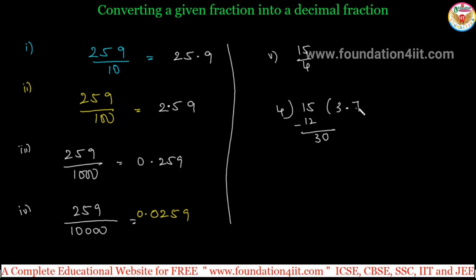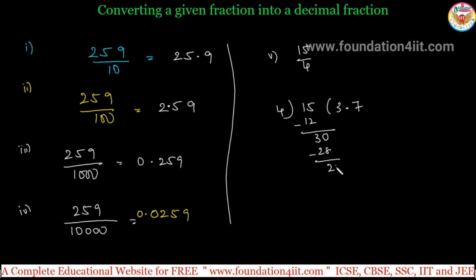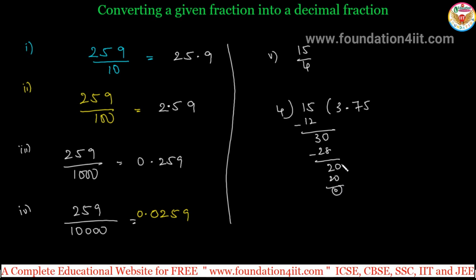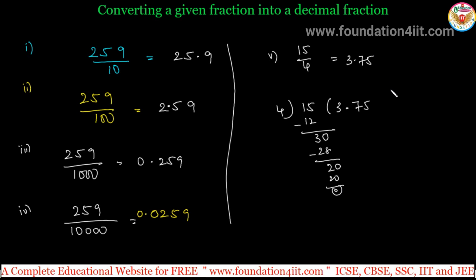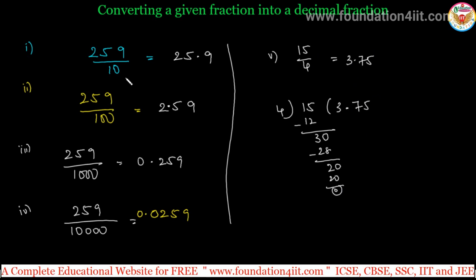Again 30: 4 into 7 is 28. Subtract, 2. Keep a 0, so 20. Again 4 fives are 20, remainder 0. So the value is 3.75. So divide in the ordinary way and mark the decimal point. If the denominator is 10, 100, 1000, 10,000, and so on, you can adjust the point directly, or else we can do the normal division method to convert the given fraction into a decimal fraction.